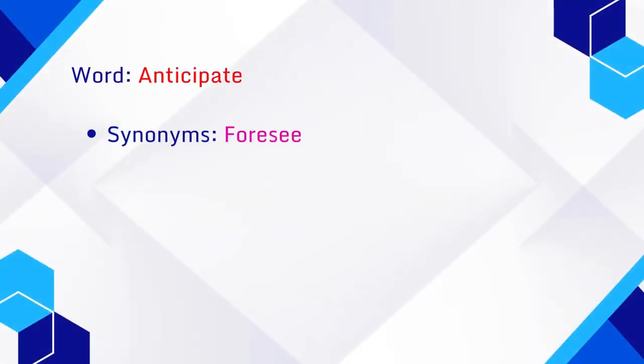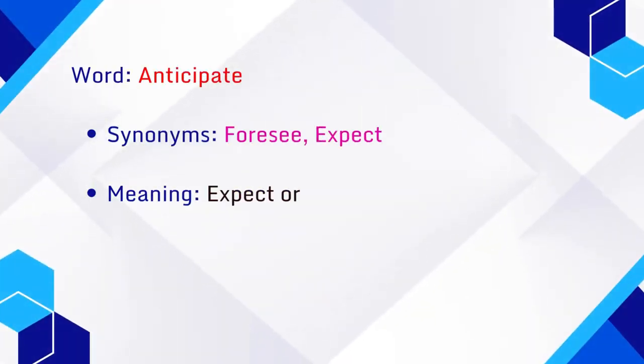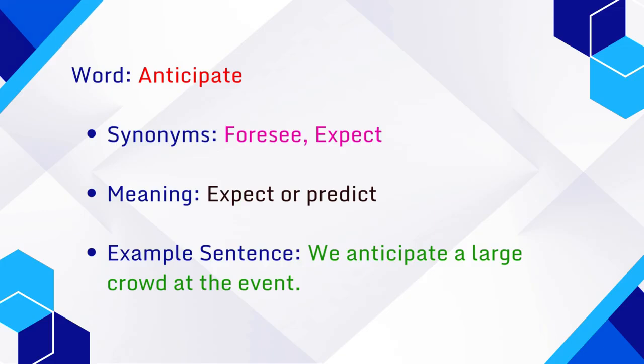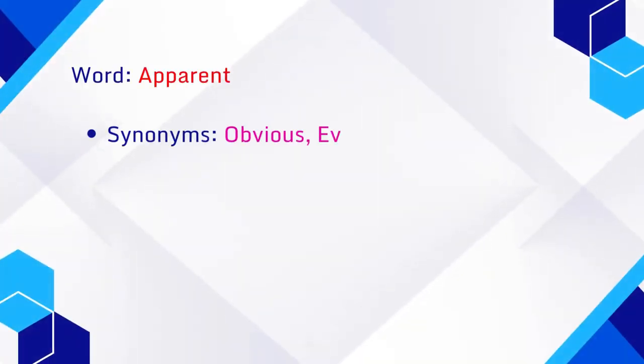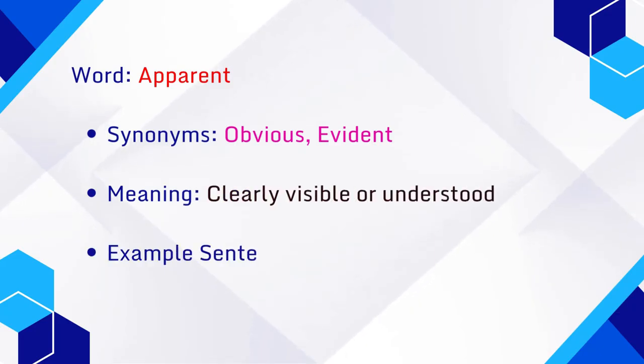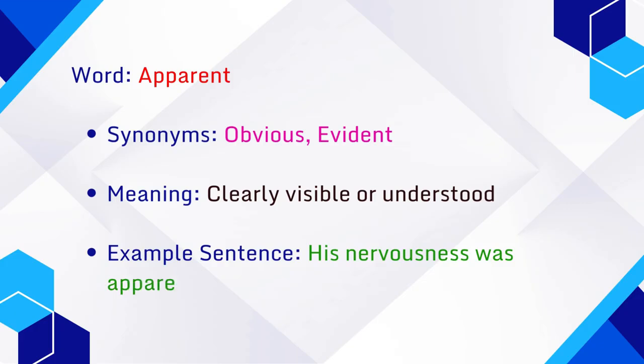Anticipate. Synonyms: foresee, expect, meaning to expect or predict. Example: we anticipate a large crowd at the event. Apparent. Synonyms: obvious, evident, meaning clearly visible or understood. Example: his nervousness was apparent to everyone.